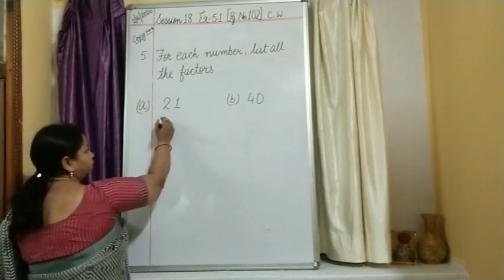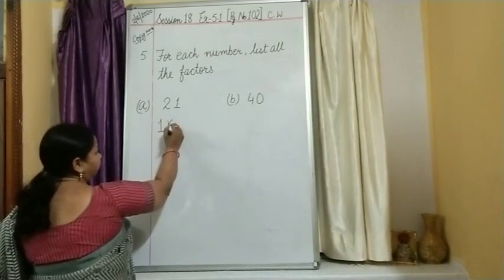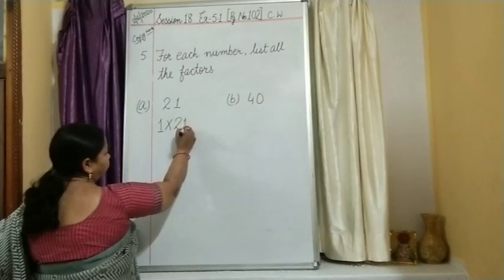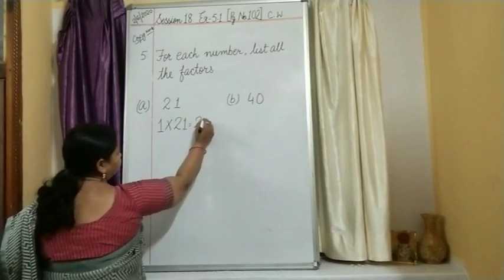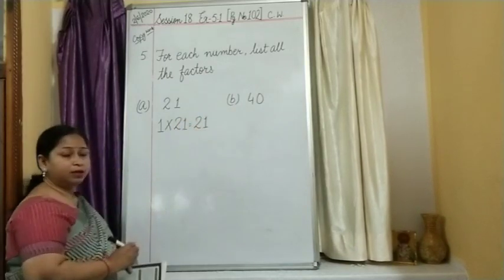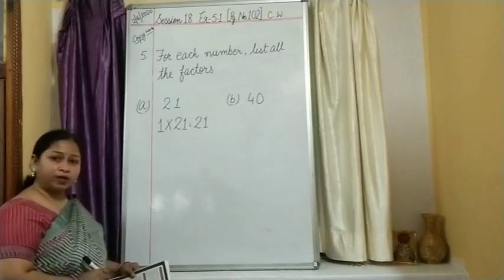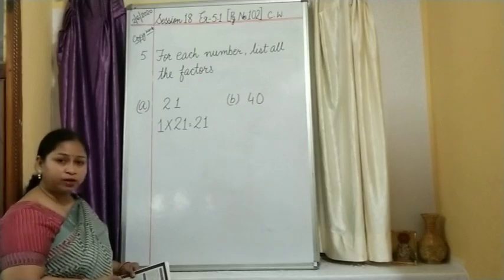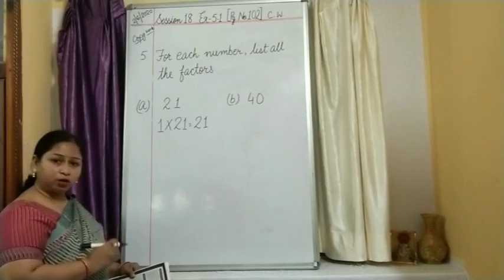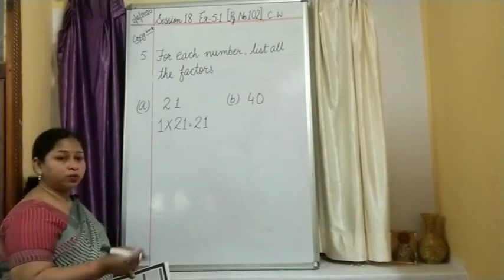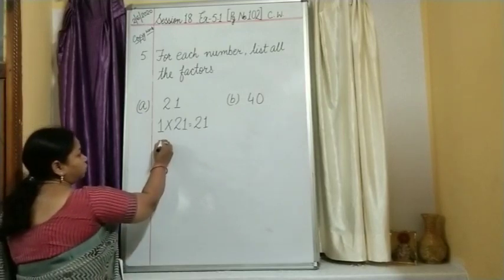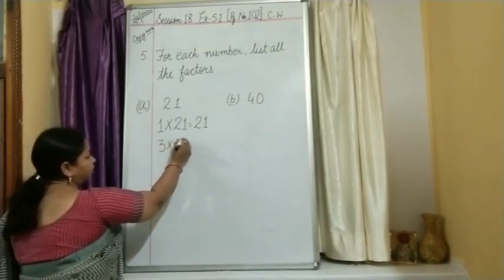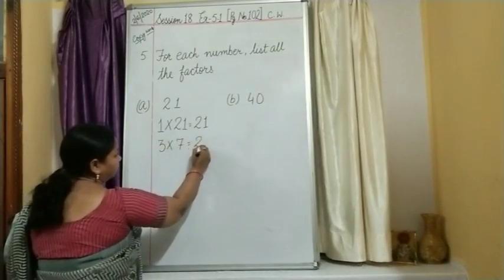So definitely we start with 1. 1 multiplied by 21. What is the result? 21. In the table of 2, do you get 21? 2 tens are 20 and 2 11s are 22. So where is 21? We don't have it. So we ignore 2, then we move on to number 3. So 3 7s are 21.